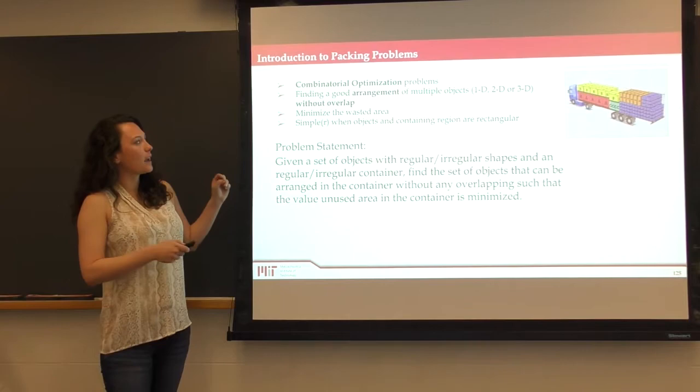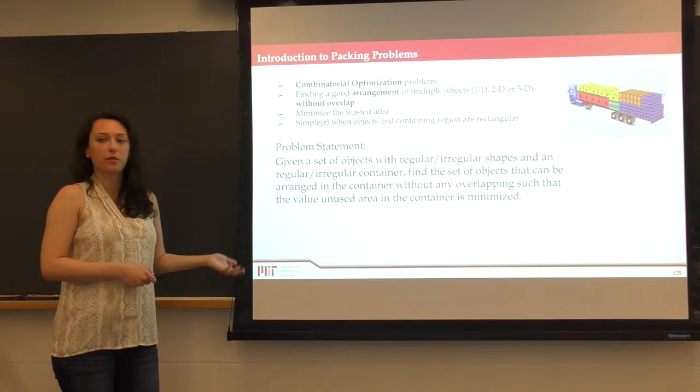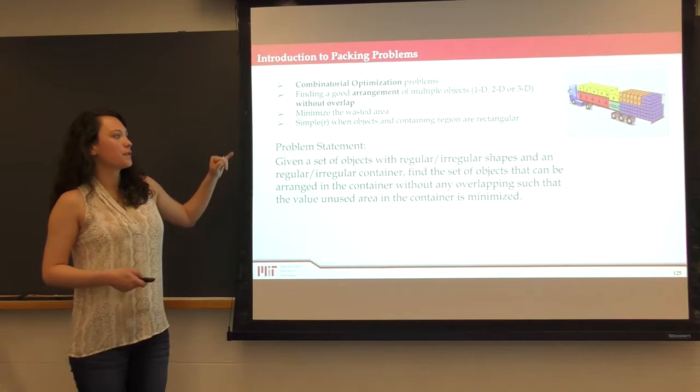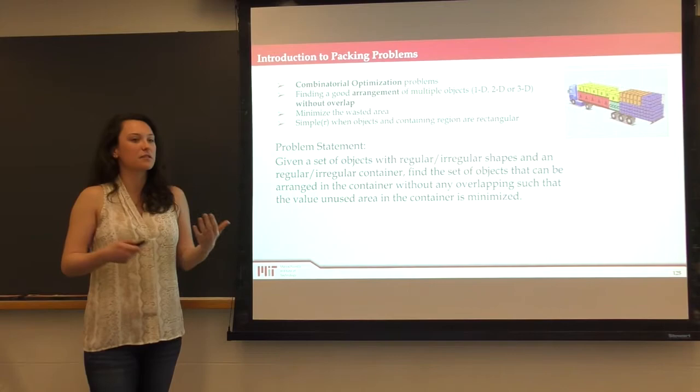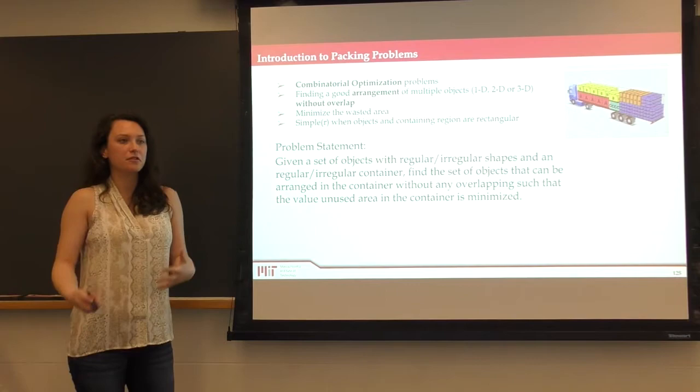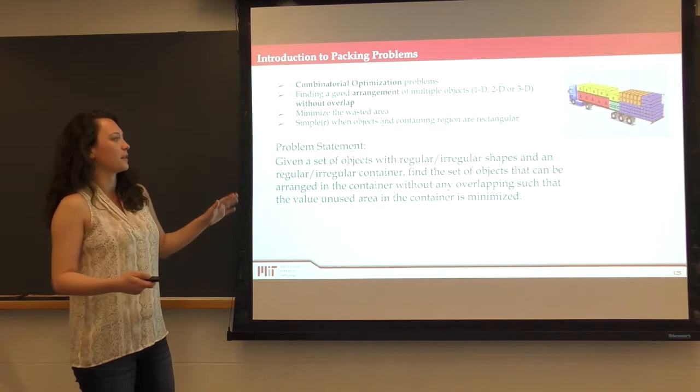The goal is to find a good arrangement of multiple objects, whether you're looking in one, two, or three dimensions, while minimizing the wasted area left over in the container. For most of the examples we're going to look at, we'll be looking at rectangular objects. It's simpler to deal with and understand. There are more variations for irregular shapes, but they're a little complicated, and this is just an introduction. We can talk about those later if you'd like.